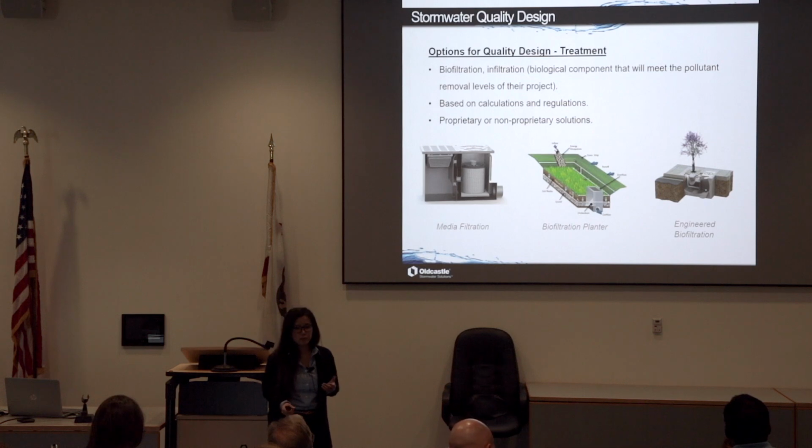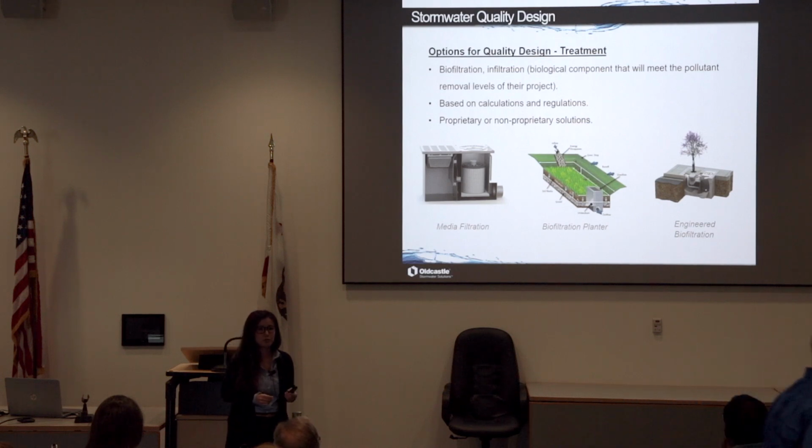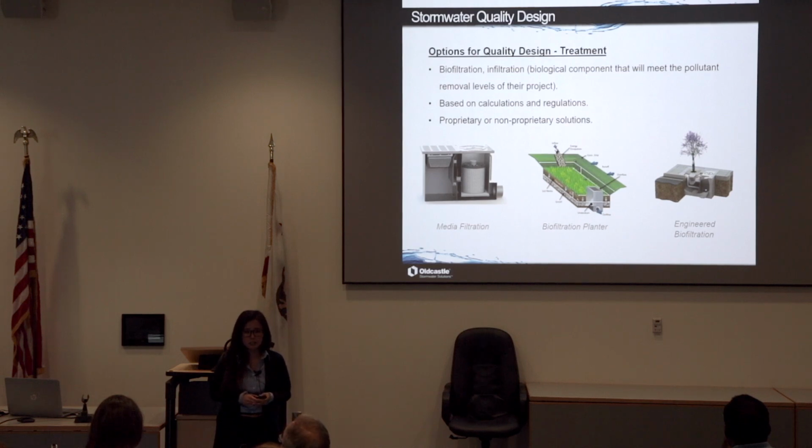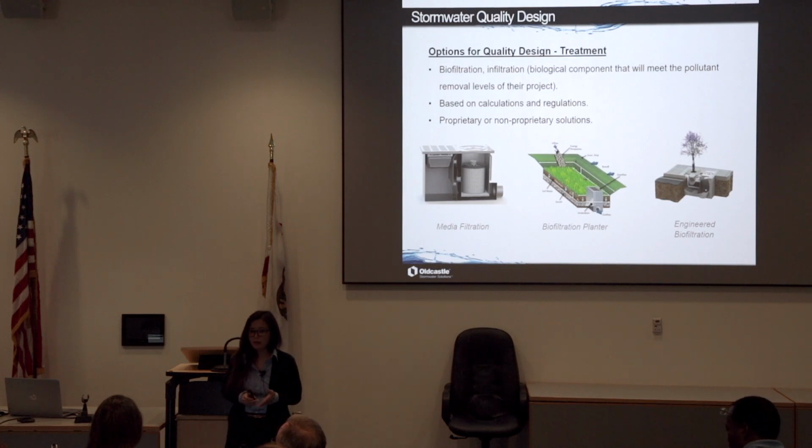Some options that you have for treatment are either biofiltration or infiltration, and it's just a biological component that will meet the pollutant removal levels of your project. The solution that you choose would be based on calculations and your regulatory agency. You have options between proprietary or non-proprietary solutions. So that might be a media filtration system, a biofiltration planter, or a high-flow engineered device.